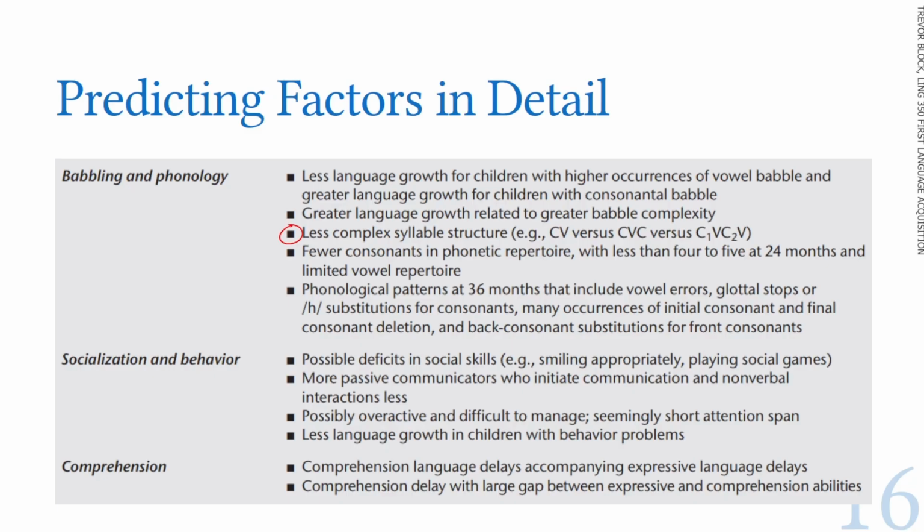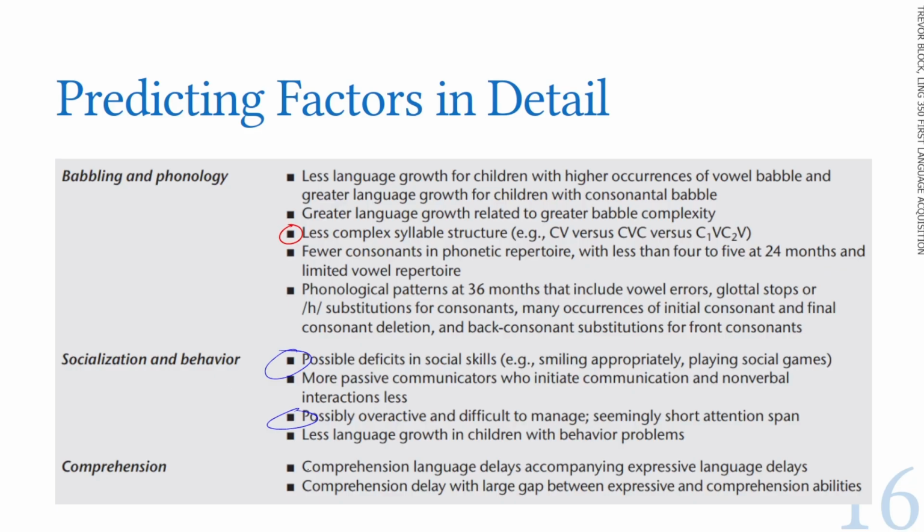In terms of socialization, we may see deficits in social skills, but again, you might see this with children with autism too. You might see them be overactive and difficult to manage. You might have some ADHD symptoms there too. So again, it's socialization behavior. These can be indicators, but it's not giving you a guaranteed diagnosis.